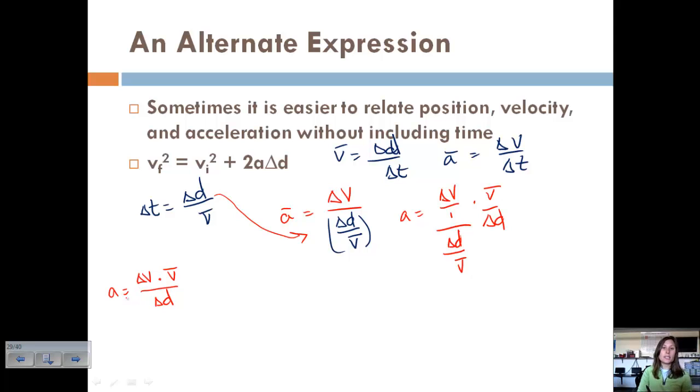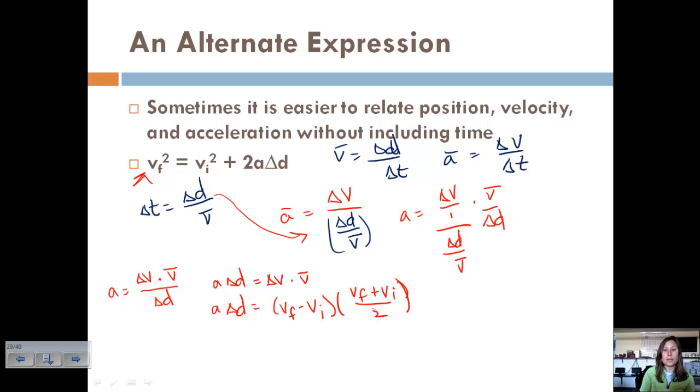I can multiply my delta d to the other side. So a delta d equals change in velocity times average velocity. Trying to get v final on one side, so I'm going to break down my velocity expressions. A delta d equals v final minus v initial times v final plus v initial over 2. Now since all these are being multiplied together, I can multiply my 2 to the other side. So I get 2a delta d, and then I'm just going to multiply through both of these expressions.